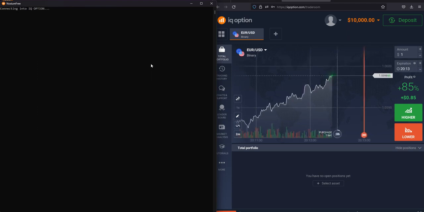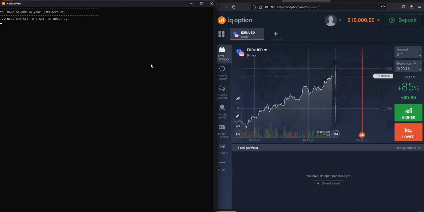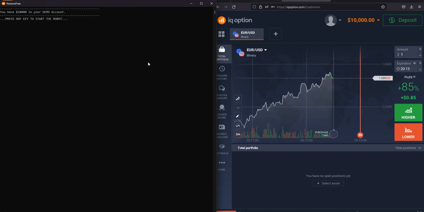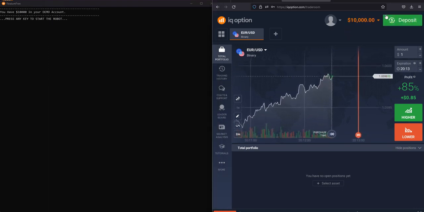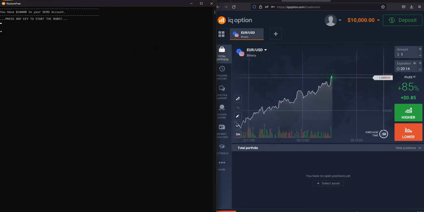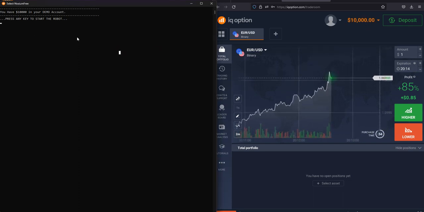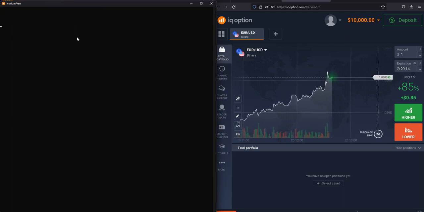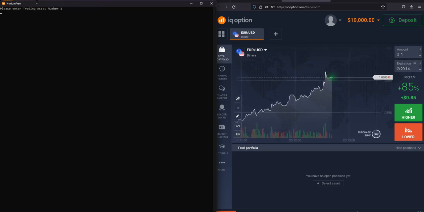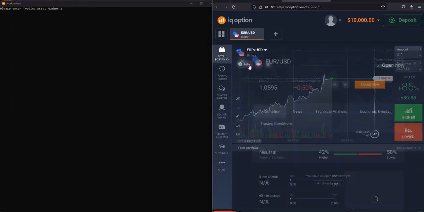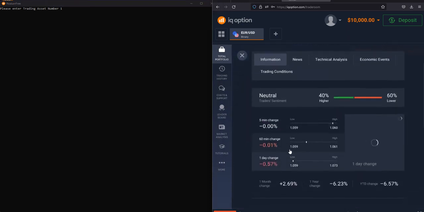It's connecting to the iqoption servers and it's fetching the balances from your account. So I have 10,000. Yes, I have 10,000 in my demo account here. Note this is the free version that we're using. Let's start the robot. Okay, I'm going to hit enter. The asset that we're going to trade, I think we could trade the Euro USD, okay?